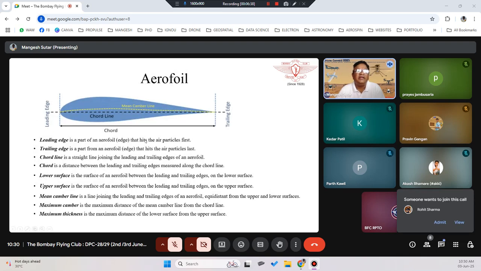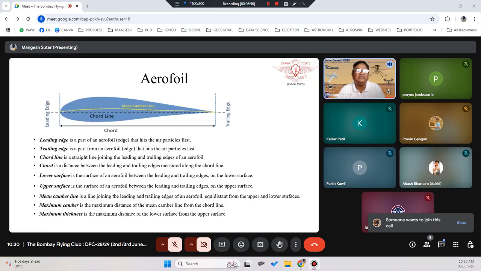Okay, so here again we talk about the airfoil. You see there is a leading edge and a trailing edge. The straight line between the leading edge and the trailing edge is the chord line. We didn't talk about the camber line in the earlier discussions, but here we are talking about the camber line. Camber line is a line joining the leading edge and trailing edge, equidistant from the upper and lower surface.